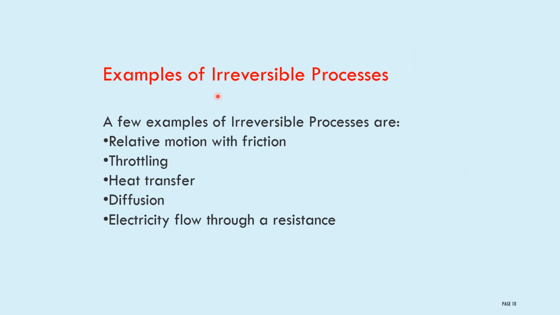Some examples of irreversible processes: relative motion with friction, throttling, heat transfer, diffusion, electricity flow through a resistance. These are a few examples of irreversible processes.